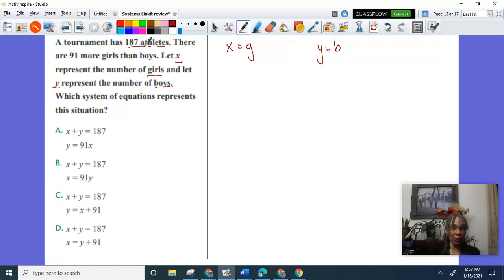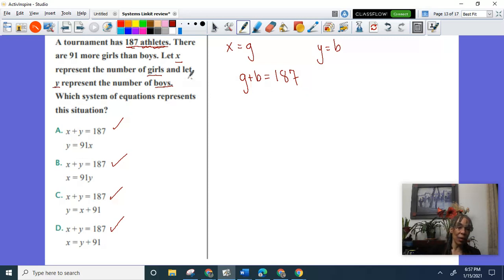There are only 2 kinds of athletes in this particular problem, girls and boys. So I'm just going to write down girls plus boys equals the number of athletes, which is 187. You have to be able to write that first equation, even though it's useless here, because every single answer choice has the same x plus y equals 187. Well, anyway, we know we're right about that.